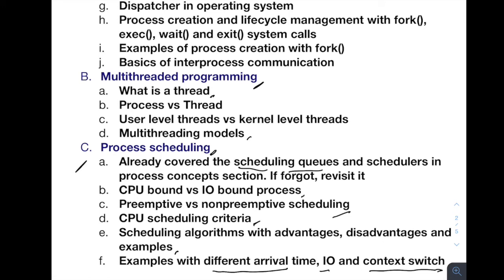So let's now move on to process scheduling. In the first video we will look at CPU bound versus IO bound process. And if you don't remember what scheduling queues and schedulers are, just go to the previous videos and revisit them.